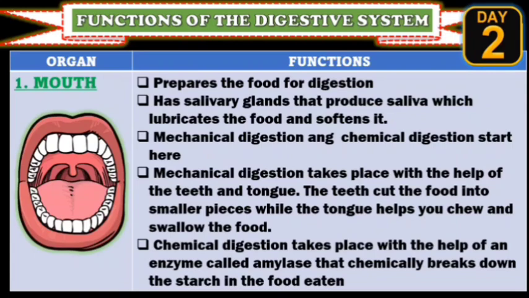When we say mechanical digestion, it takes place with the help of the teeth and tongue. The teeth cut the food into smaller pieces, while the tongue helps you chew and swallow the food. When we say chemical digestion, it takes place with the help of an enzyme called amylase that chemically breaks down the starch in the food eaten.